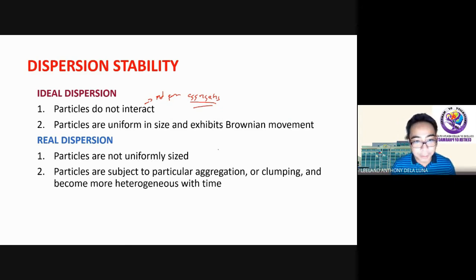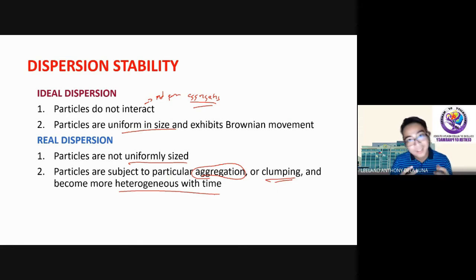Okay, and for an ideal dispersion, particles are of uniform size and exhibit Brownian movement. However, in reality, for suspensions, class, particles are not uniformly sized and they are subject to aggregation, clumping, and become more heterogeneous with time. Mas nagiging distinct yung separation between the external phase and the internal phase. Please remember, class, since we're talking about coarse dispersion, ang terms na gagamitin ko would be internal, external phase. Ang colloids, dispersion phase, at saka dispersion medium natin. Okay?